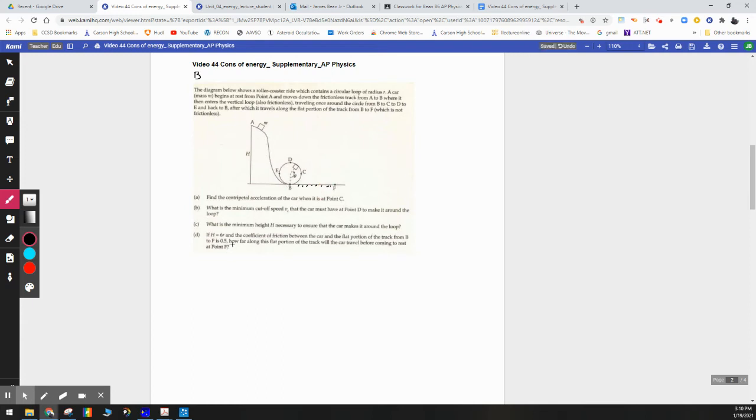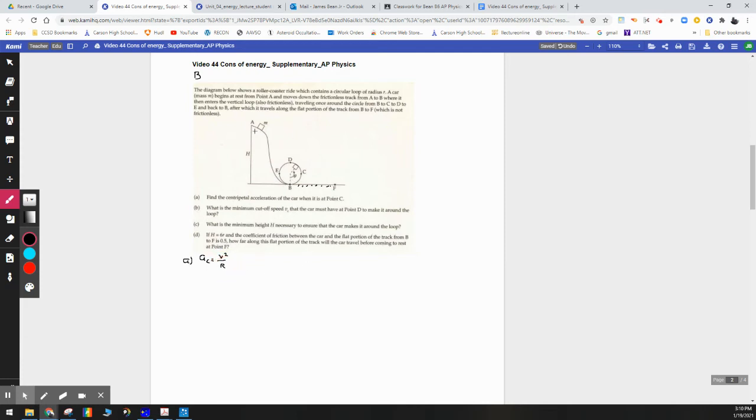It says here, find the centripetal acceleration of the car when it's at point C. Right here, this is point C. All right, so let's take a look at A here. What is the centripetal acceleration at point C? If we recall, centripetal acceleration is equal to v squared over r, right?